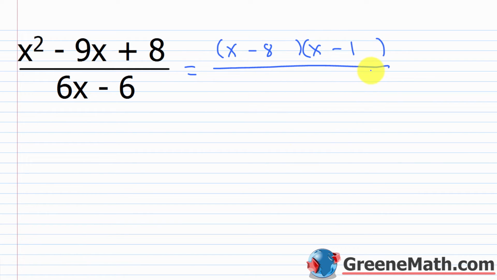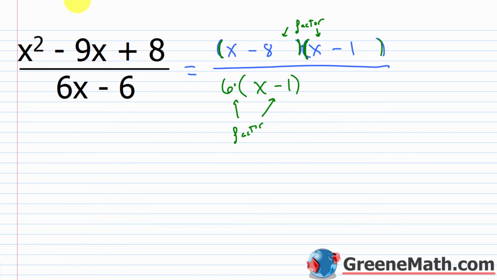Then we'll put this over 6x minus 6. I could factor out a 6 from that, and I'd be left with x minus 1 inside of parentheses. So again, this is multiplication here. The quantity x minus 8 is multiplying the quantity x minus 1, so this is a factor, and so is this. Then down here, this is multiplication. 6 is multiplying the quantity x minus 1. So this is a factor, and so is this quantity x minus 1.